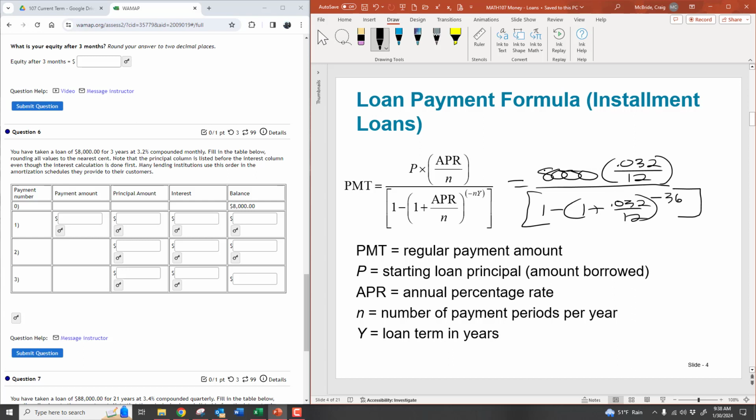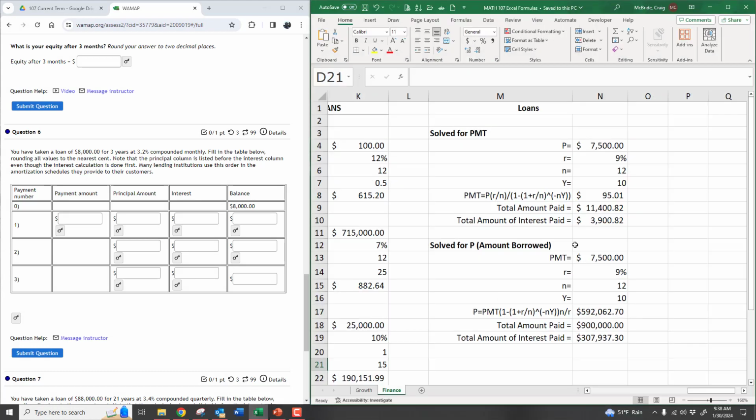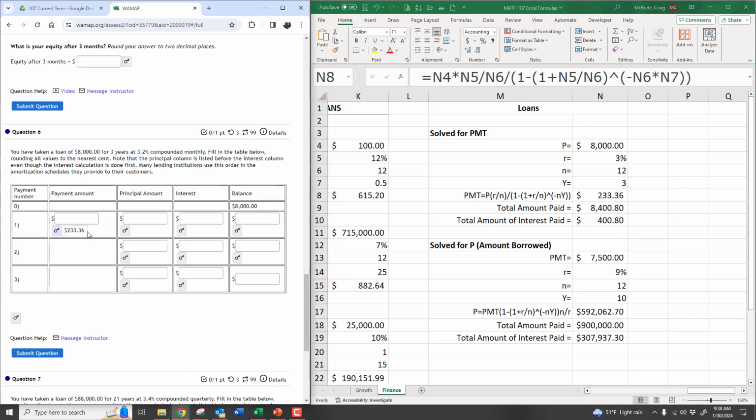Okay, plug that all into a calculator and get our payment, or better yet, if you have a nice Excel calculator set up, we can just put in our principal of, not 3,000, of 8,000. Our interest rate of 3.2, we're doing monthly, we're doing it for 3 years, and there's our payment. 233.36, which we can see is the correct answer.